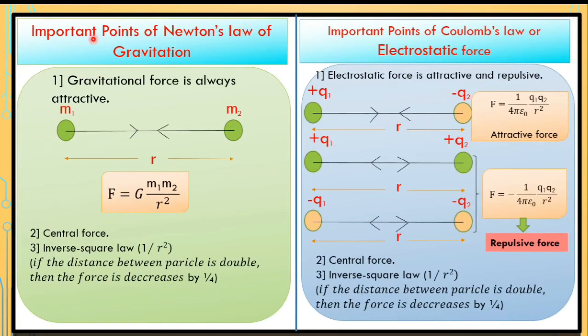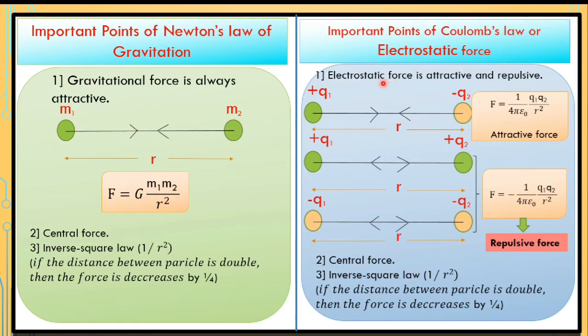So now we are going to discuss the important points of Newton's law of gravitation and the important points of Coulomb's law, or electrostatic force. Gravitational force is always attractive. There is no repulsive force in gravitational force because we have considered the mass, which is directly proportional to the product of their masses and inversely proportional to the square of the distance between them.